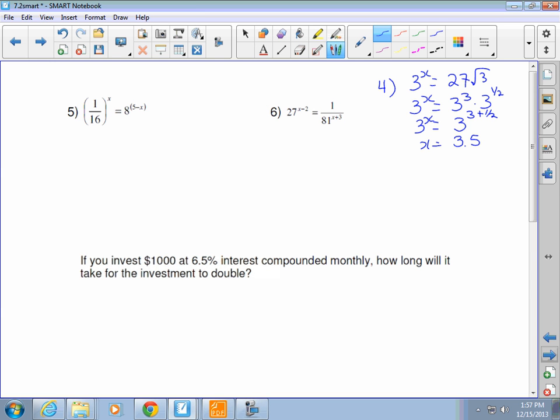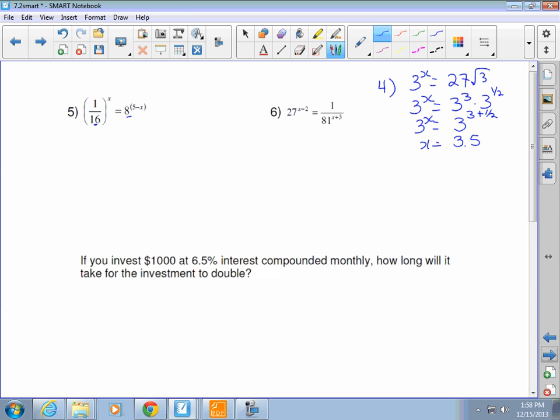Okay, 1 over 16 to the power of x is equal to 8 to the power of 5 minus x. Well, I need these to have the same base. And I can't square 8 and get a 16. That would give me a 64. So then that means I have to look lower. 4 is a factor of both of those, and 4 squared gets me 16, but there isn't anything I can put in there to get 4 to the power equals 8. So that means I have to go lower. So my next choice is 2.